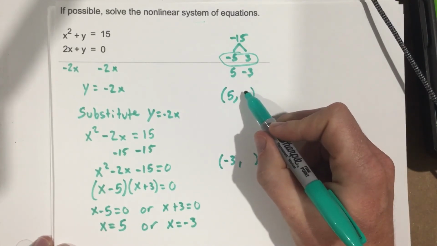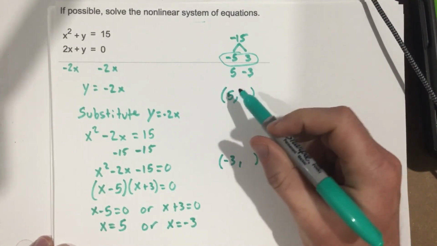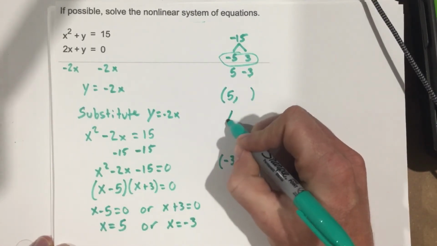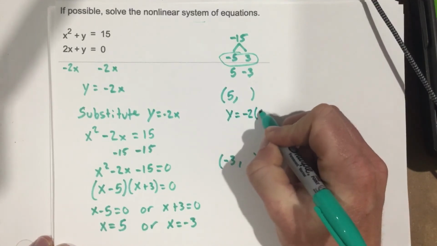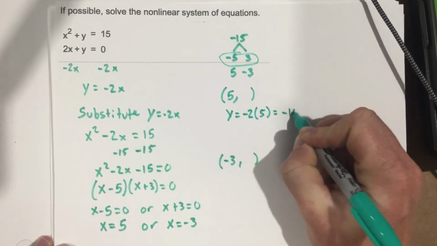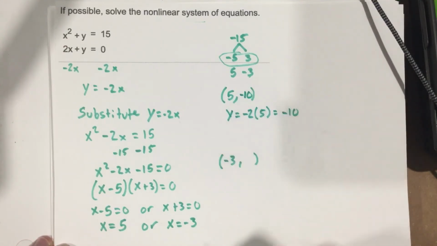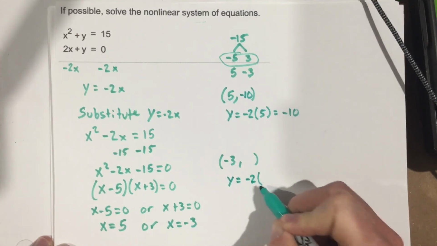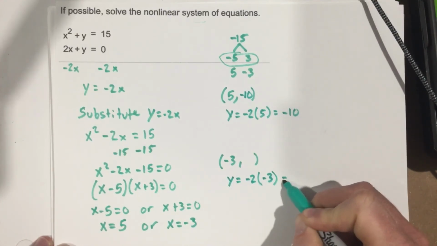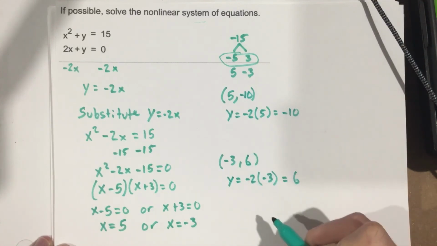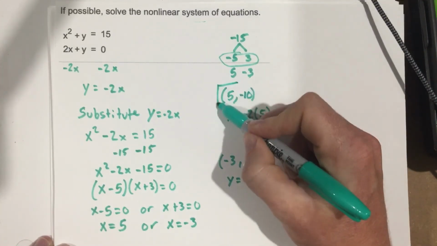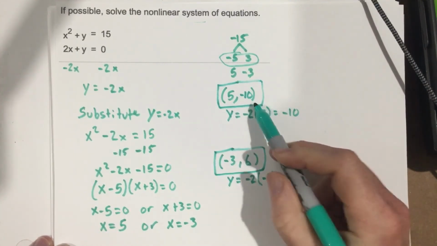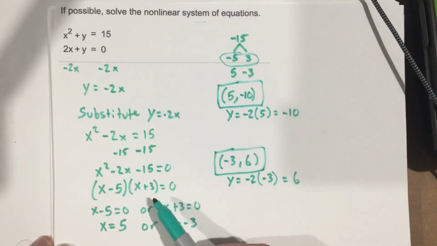So how do I figure out the y value when I plug in an input of 5? I just go back to this equation right here, y equals negative 2x. So that would be y equals negative 2 times 5, which is negative 10. So 5, negative 10 is one of the solutions. Then I do the same thing over here: y equals negative 2 times negative 3, and I get 6. So negative 3, 6 is another solution. So 5, negative 10 is one solution, negative 3, 6 is the other solution, and these are the 2 possible solutions for this problem here.